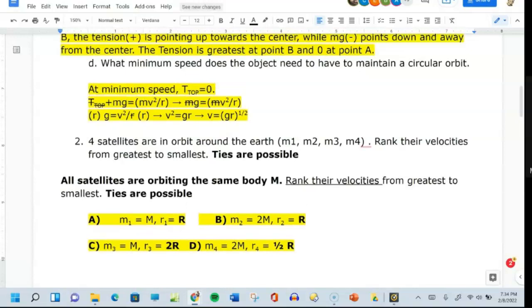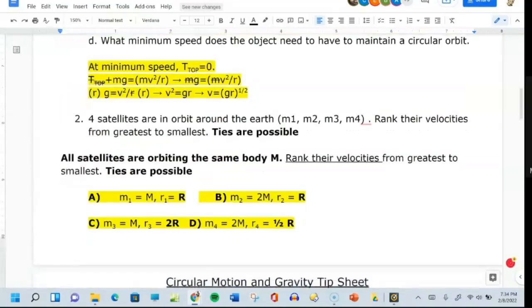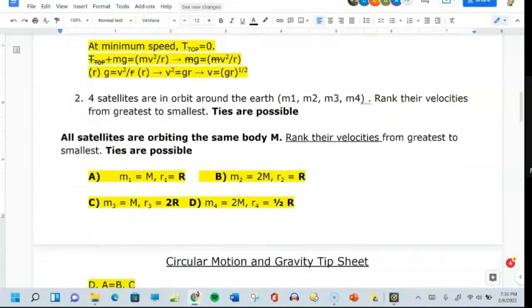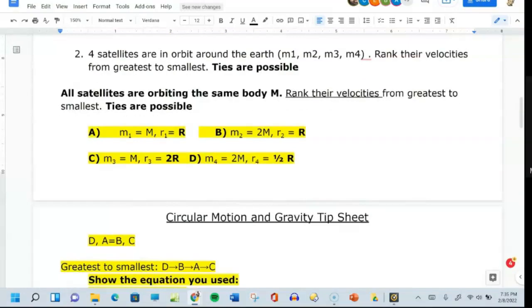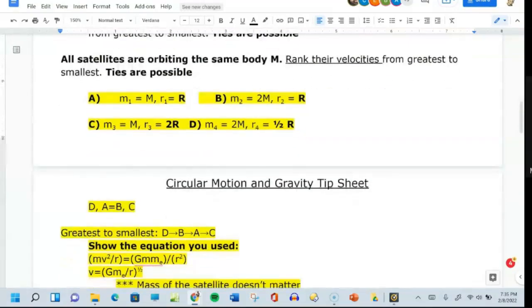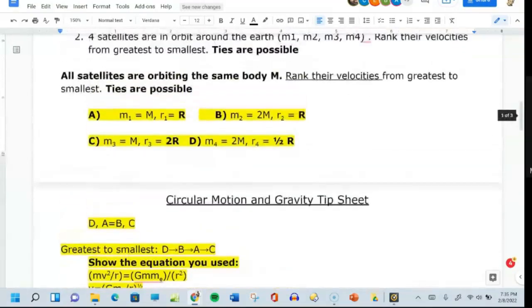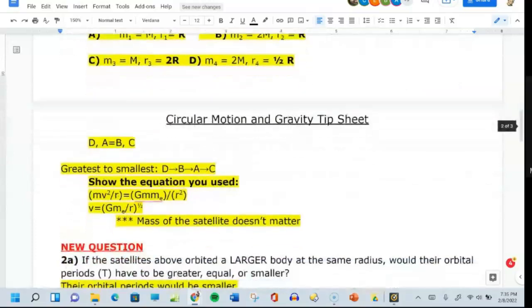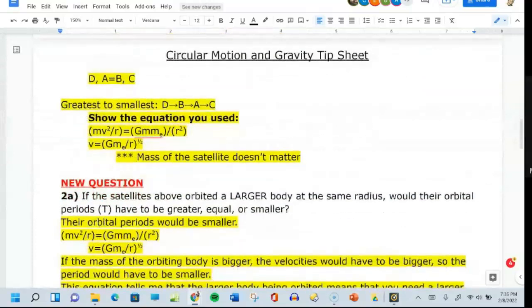So number 2, satellites orbit in their different masses. That's why I called it M1, 2, 3, 4. Rank their velocities. Well, when you look at the equation, what equation would that be? Whenever you're asked a question about velocity, you're ranking the velocity. Pick an equation with velocity. Can you see that over here?